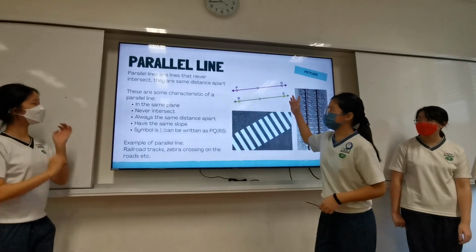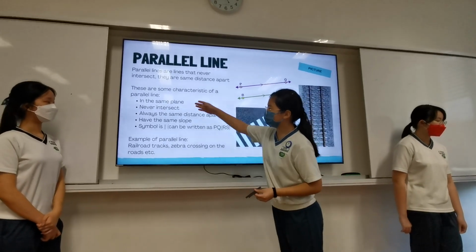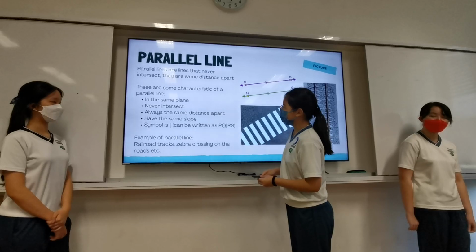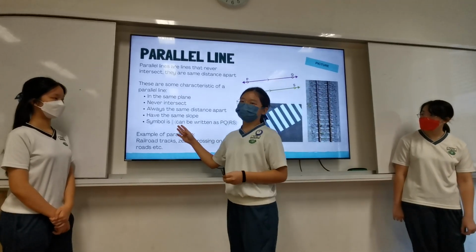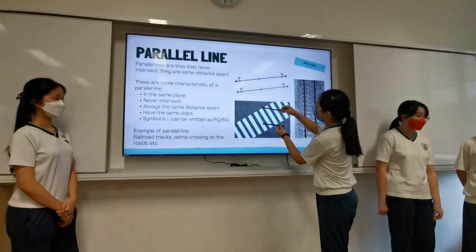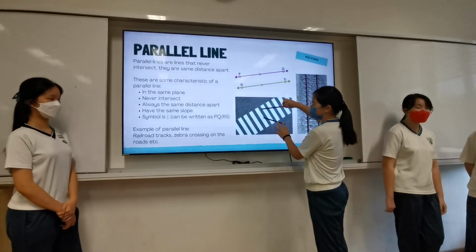As this picture shows, these are some characteristics of parallel lines. They are in the same plane and never intersect, are always the same distance apart, have the same slope, and the symbol is something like ||. As this shows, this is a parallel line. But if it is slanted, then it's not.